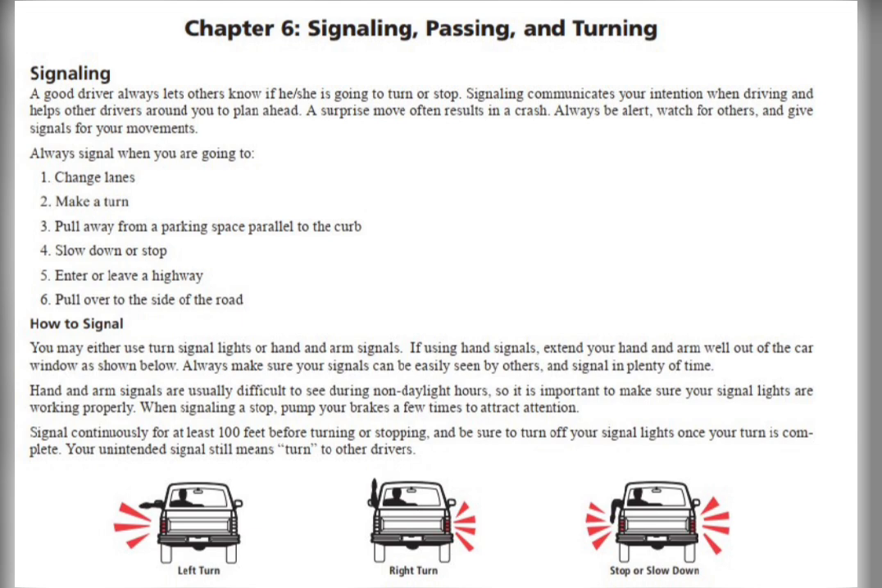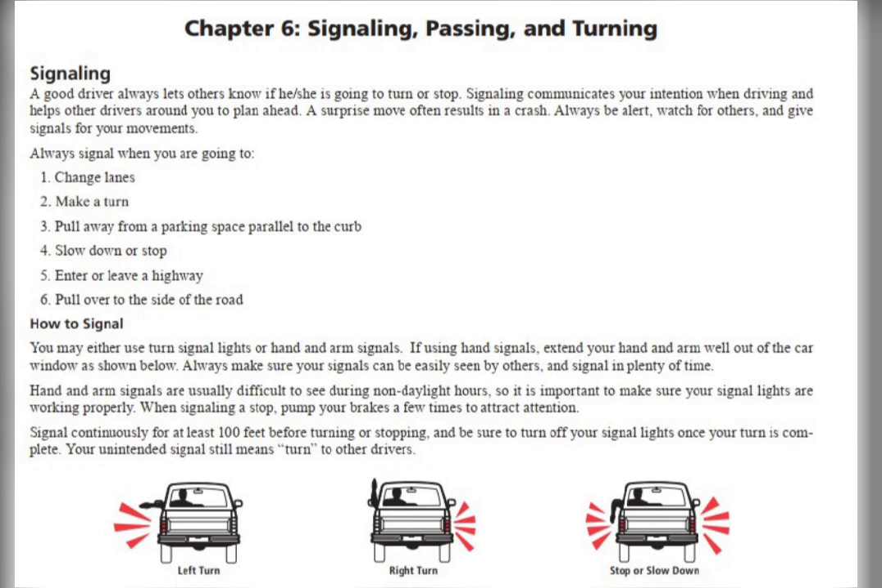Always signal when you are going to: 1. Change lanes. 2. Make a turn. 3. Pull away from a parking space parallel to the curb. 4. Slow down or stop. 5. Enter or leave a highway. 6. Pull over to the side of the road.